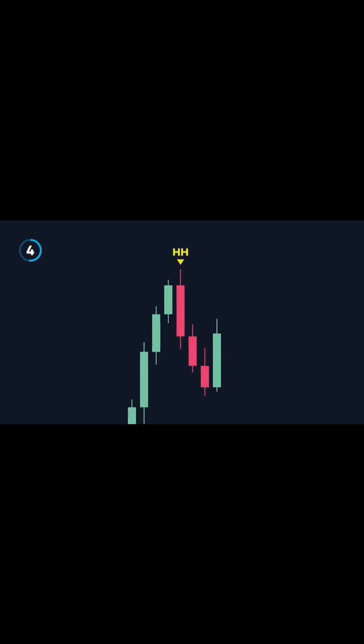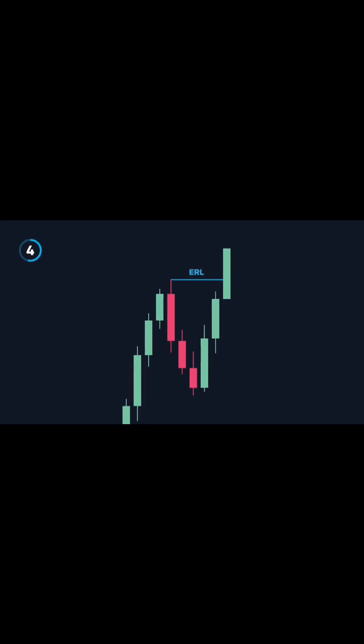So let's now talk about liquidity sweeps. Here we have another swing high as our draw on liquidity, but this time, when price attacks the level, it fails to push over and close above it.